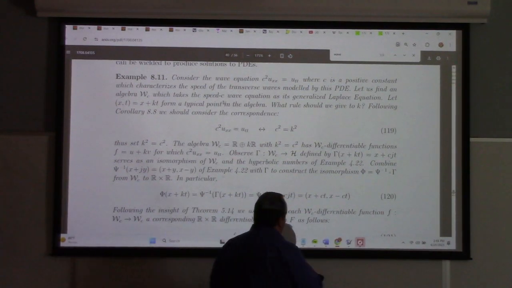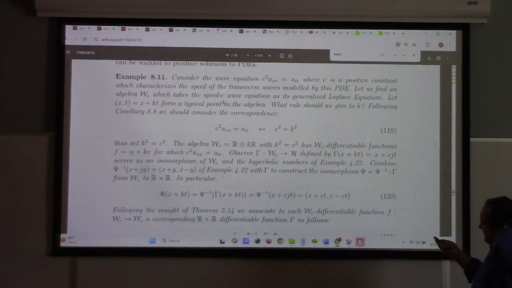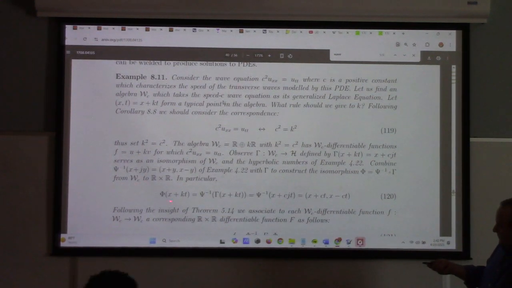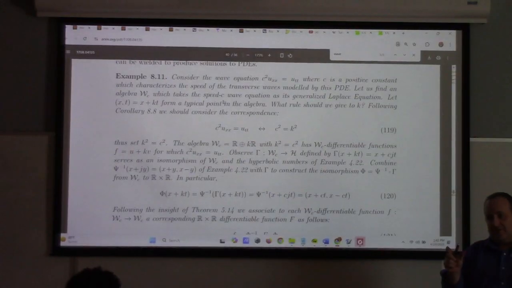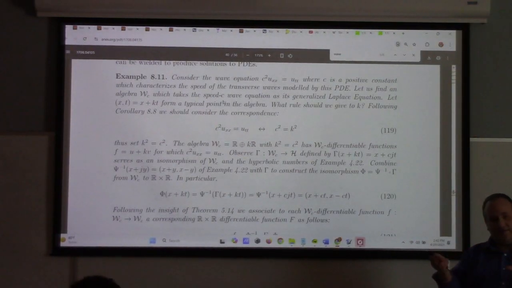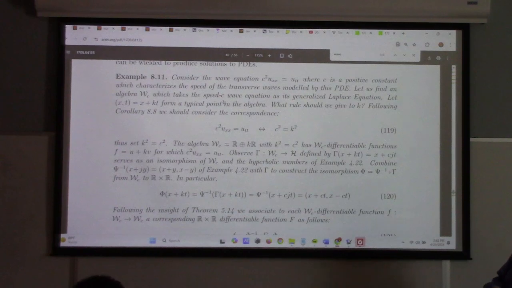So if I can make an isomorphism from my WC space to the direct product algebra, the isomorphism is just this. All right, x plus kt maps to x plus ct, x minus ct. But then the thing is, when you study differentiability on the Hadamard product, it's very simple. A function is differentiable in the plane only if the first function is just a function of x and the second function is just a function of y. It's kind of silly the way that such functions are differentiable.